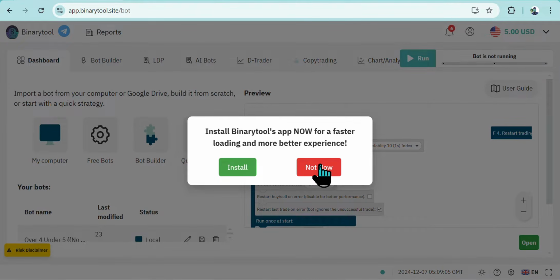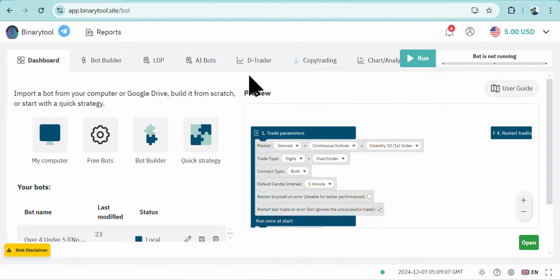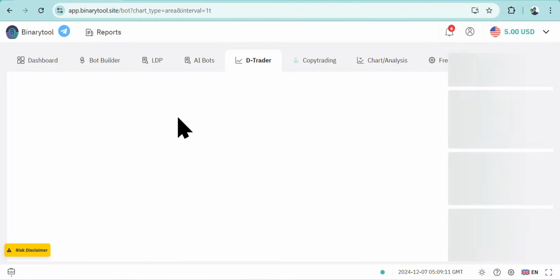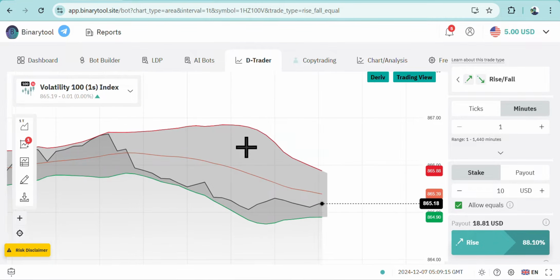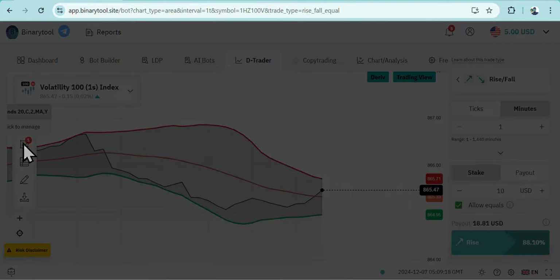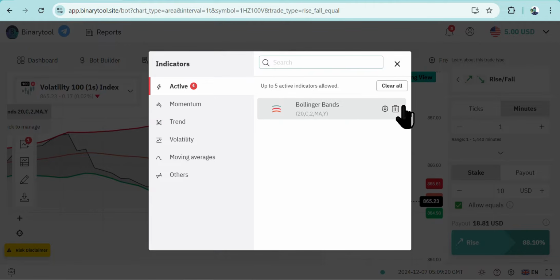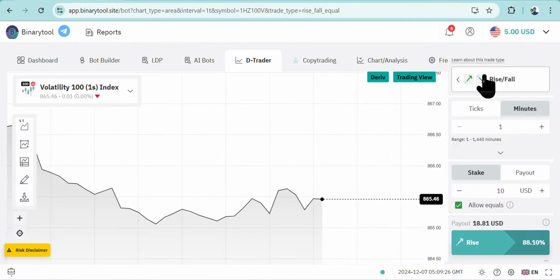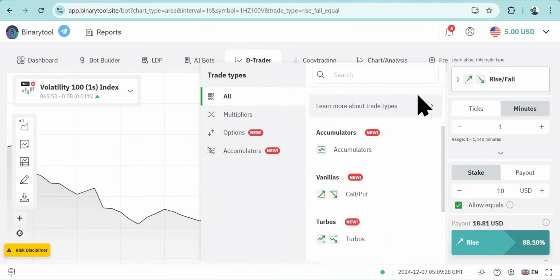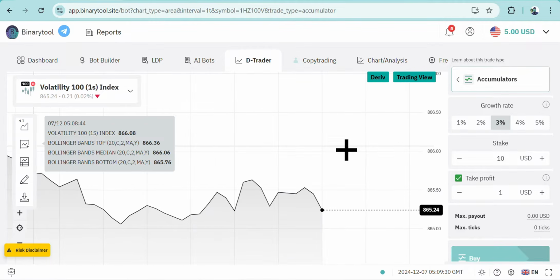There's a video that I shared some time back on how to trade accumulators. So let me redo the video. The first thing you do is go to DTrader. Let me just remove these indicators first. Here on rise and fall, we are going to pick accumulators. We are going to trade accumulators.